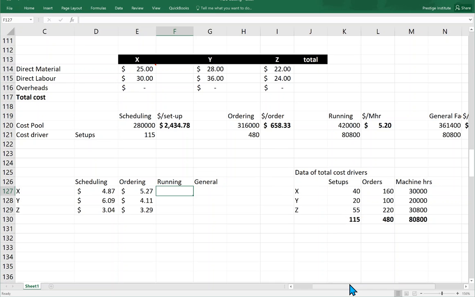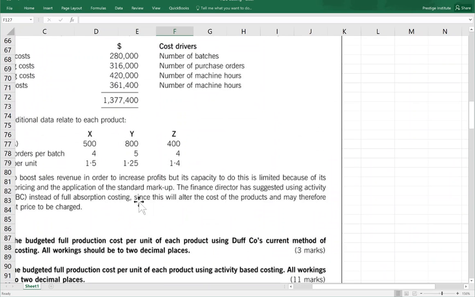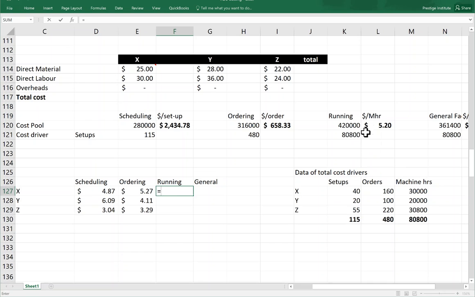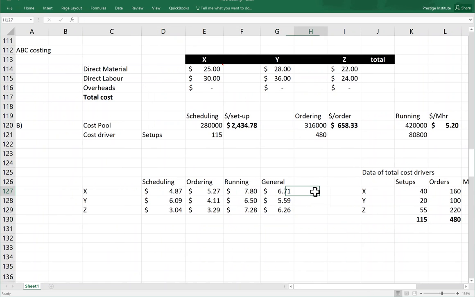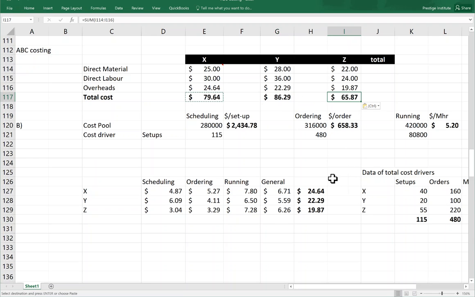Then running cost, they are per hour, and then hours are 1.5, 1.25, 1.40. The other one is also per hour. So 1.5, 1.25, and 1.40. Okay, so now we have different costs, all 4 of them for all units. So we add them together, it gives us the total cost for each unit, which I have already linked here. So when added together, we have 79 cost per unit, 86 cost per unit, and 65 cost per unit.